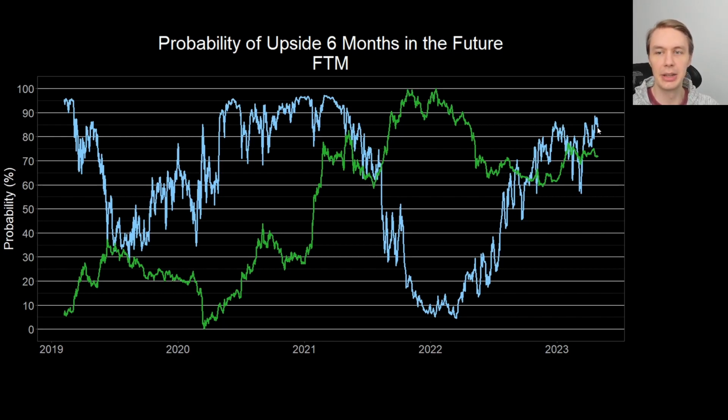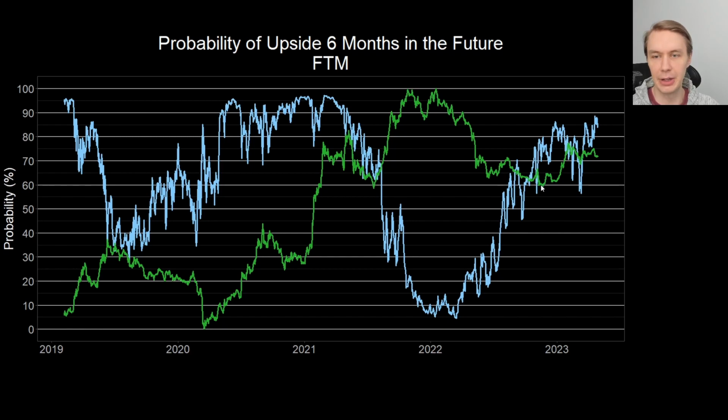In fact, the model currently estimates about an 83% chance of upside 6 months from now for Fantom. So we're seeing a potential turning of the tide for Fantom. Something that's looking now more akin to how things looked back over here, very much not the way things looked over here. Over here, it was extremely hard to be bullish on Fantom in this kind of context. It's a lot easier to be bullish on Fantom with the model now having this kind of outlook.